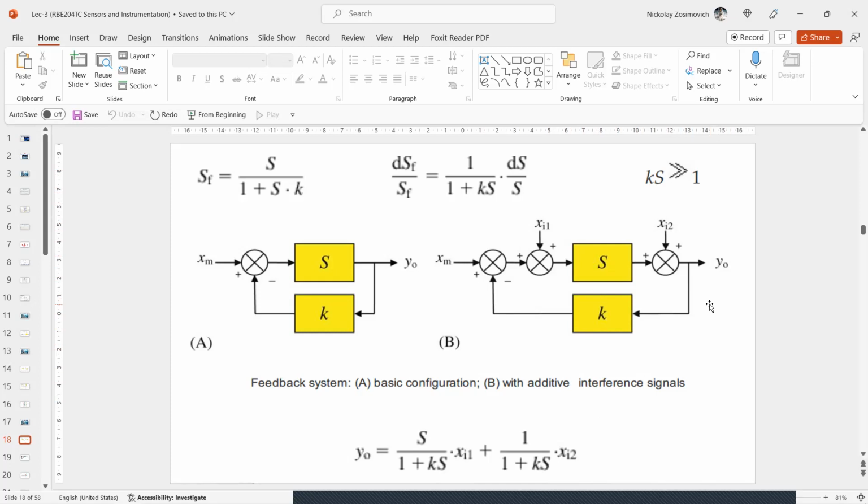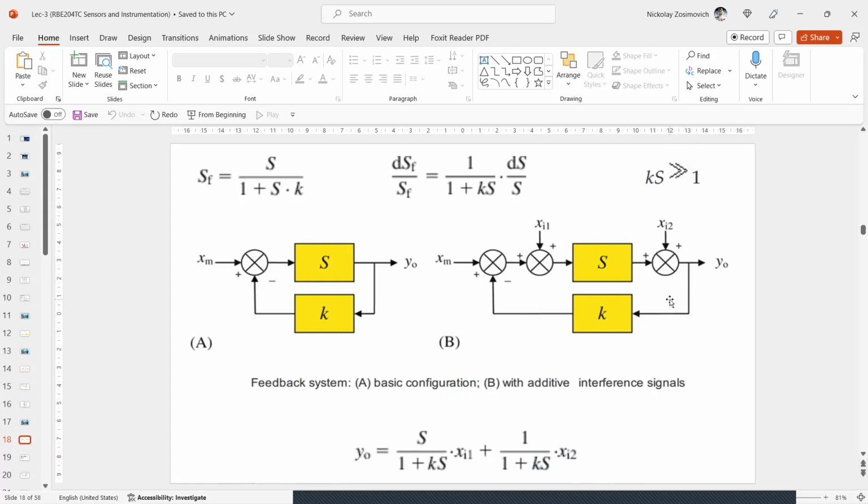So often feedback also reduces additive interference signal to a degree that depends on the point of injection in the system. Two cases are discussed in this figure B. The output due to the interfering signals xi1 and xi2 equals the equation here on the bottom.